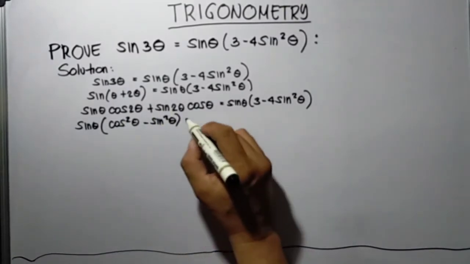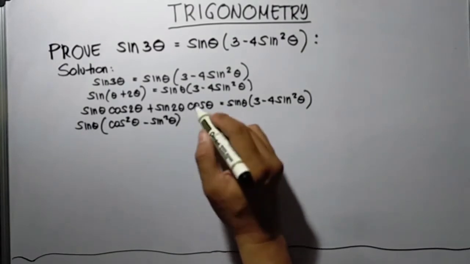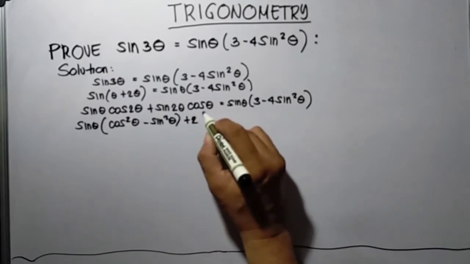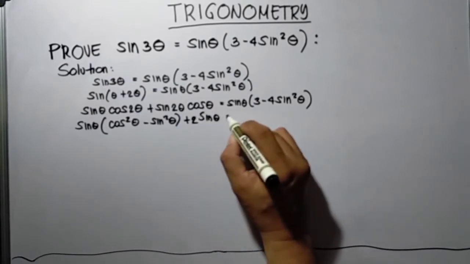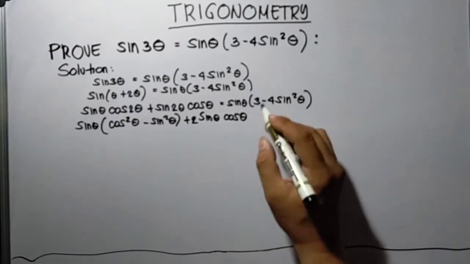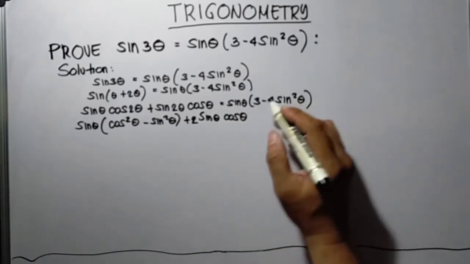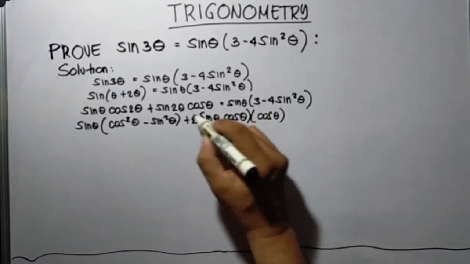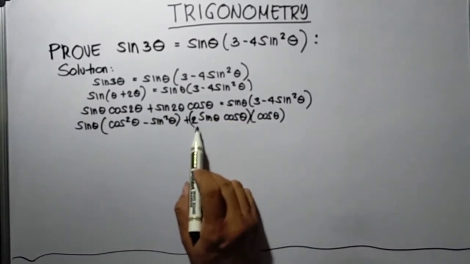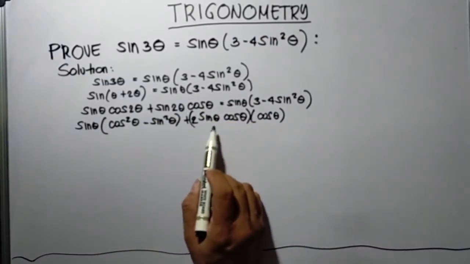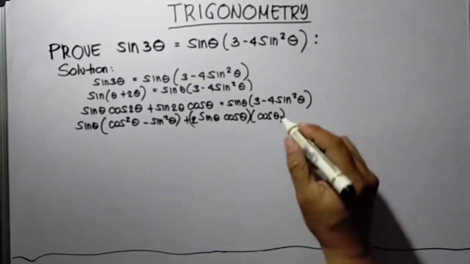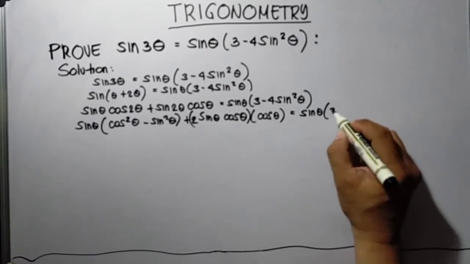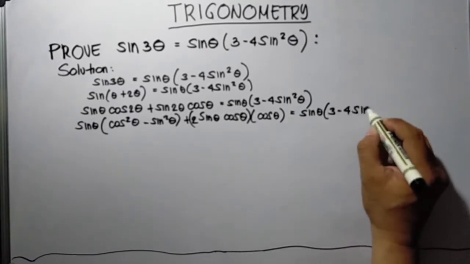Okay, and again here sine 2 theta will become plus 2 sine theta cosine theta times cosine theta. Okay, so sine 2 theta is equivalent to 2 sine theta cosine theta, so another identity. Okay, so that will be equal to sine theta (3 minus 4 sine squared theta).